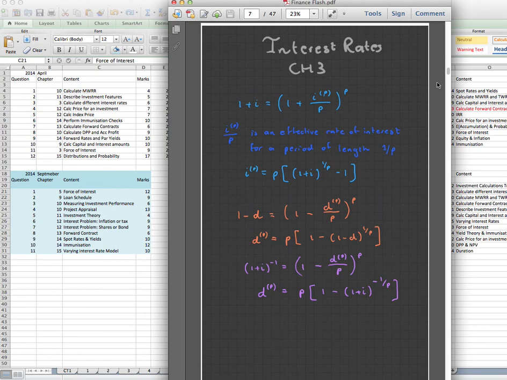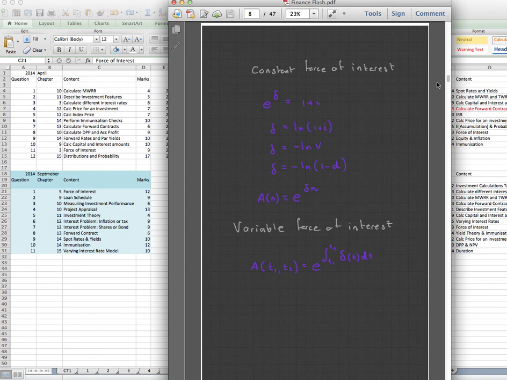Then Chapter 3 was also foundational. Here we learn about the different types of interest rates. What happens if we have an effective rate, or a monthly effective rate? How do we convert between the two? It's essential that you learn these formulas off by heart, but if you do enough examples, you learn them along the way.